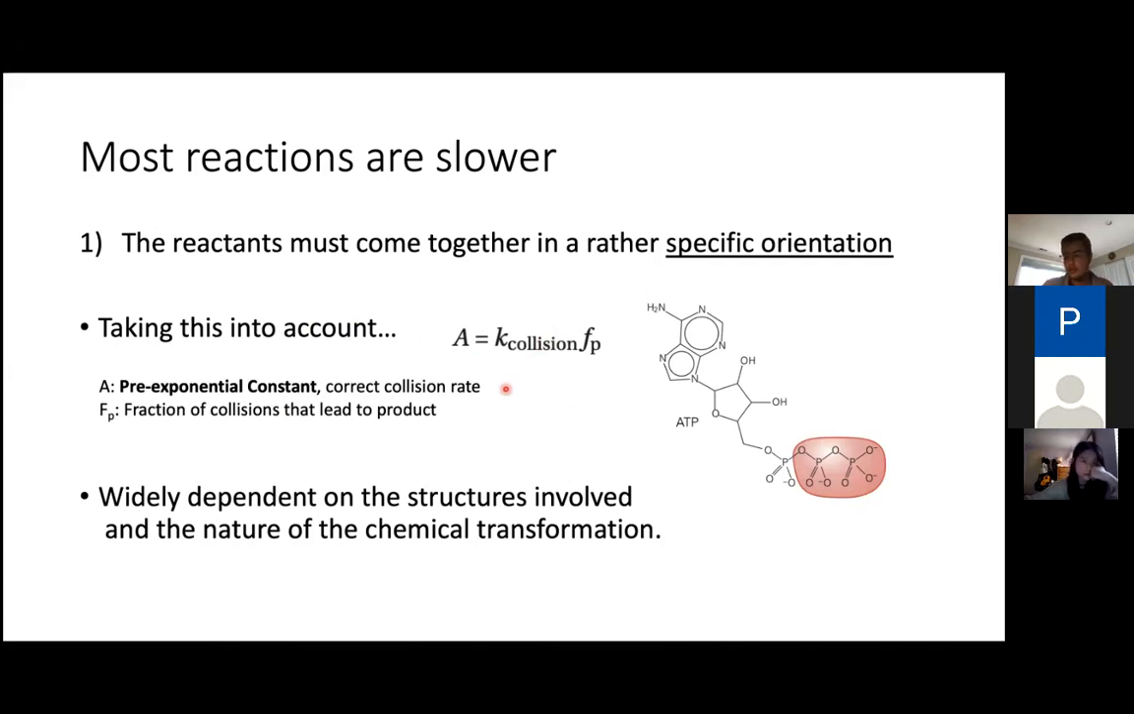And we get this final term, which we call the pre-exponential constant, which will make sense later why it's called a pre-exponential constant. And just as an example of the fact that these reactants have to come together in a specific orientation is a pretty important example, which is ATP, which is the energy source of a cell. And for an enzyme to actually use ATP, it has to collide to the business end of ATP, which is this triphosphate group at the very end.